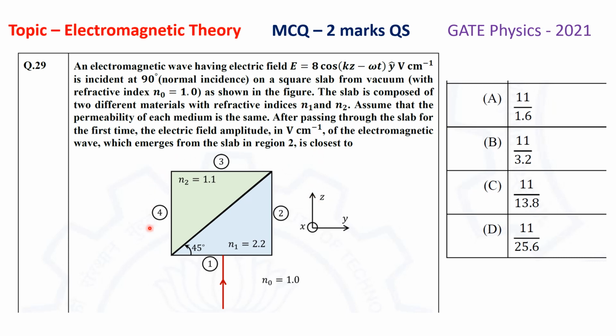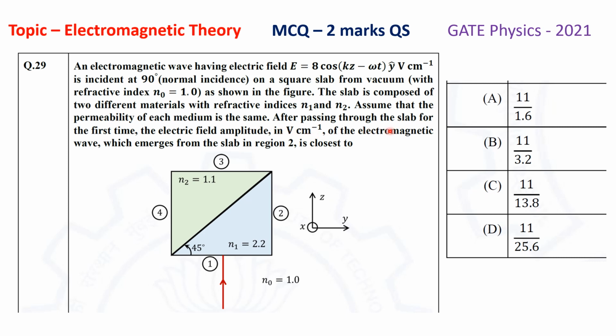So according to this schematic diagram, an electromagnetic wave is incident on the surface 1 of the square slab at 90 degree. The slab is composed of two different materials with refractive indexes N1 and N2. In the square slab, two regions, that is green and blue, are divided by this diagonal, and this green region has refractive index N1 equals to 1.1 and this blue region has refractive index N2 equals to 2.2. Assume that the permeability of each medium is the same.